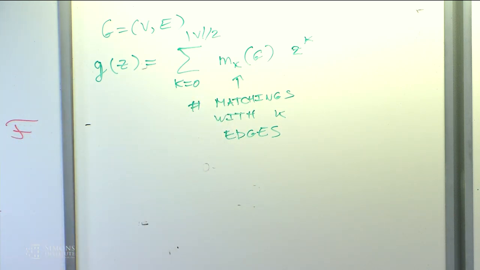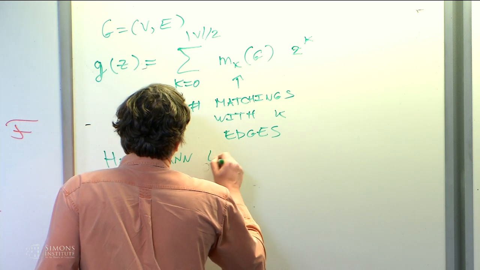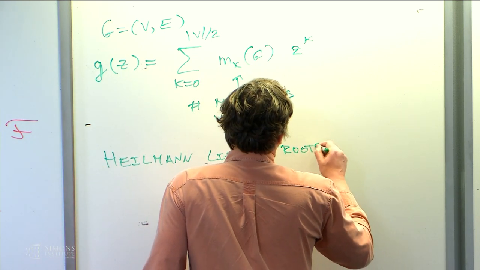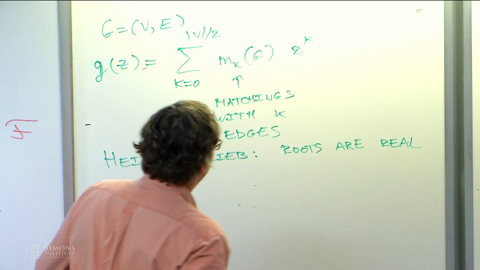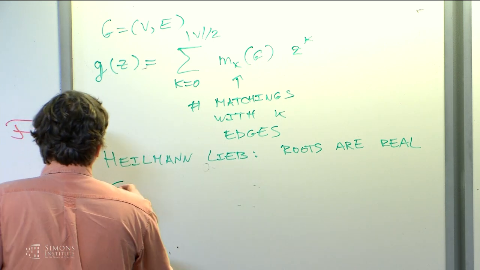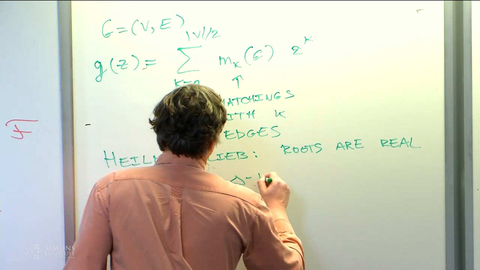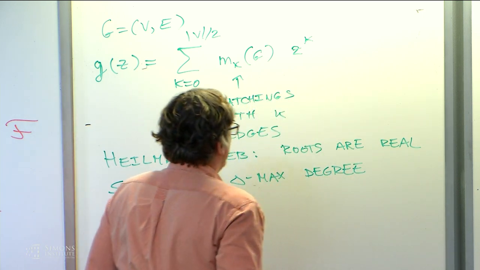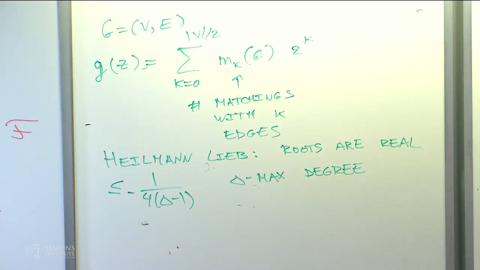And the Heilmann-Lieb theorem was stated here a number of times. Says that the roots are real and they do not exceed negative 1 over 4 delta minus 1. The delta is a max degree in this setting, right? So what this interpolation does, squeezing a really large disk into that, it gives the following result, which I find curious.